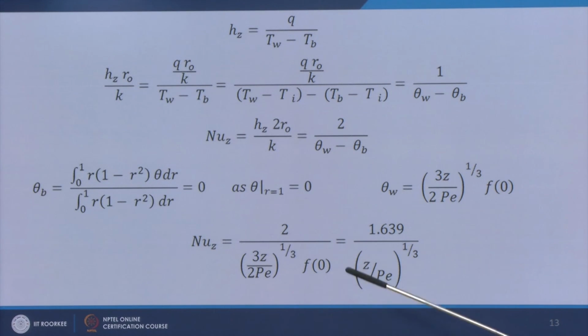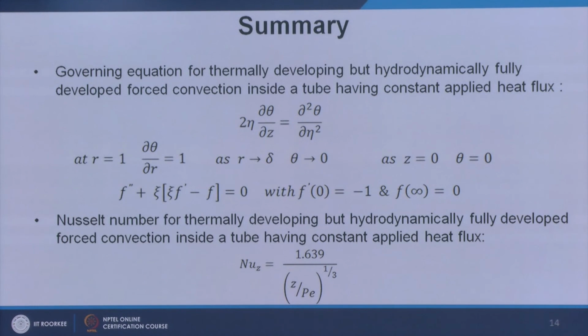Now once you get the value of this f naught, after simulation of the equation and the boundary conditions we have shown in the governing equation, the value comes out to be 1.639, okay. So Nusselt number becomes 1.639 Z by Pe to the power 1/3. So here also you can see Nusselt number is a function of Z and Peclet number, okay. So with this I end this lecture.